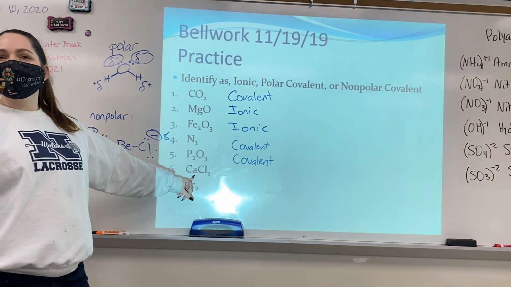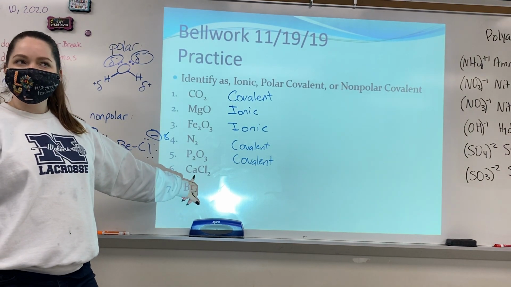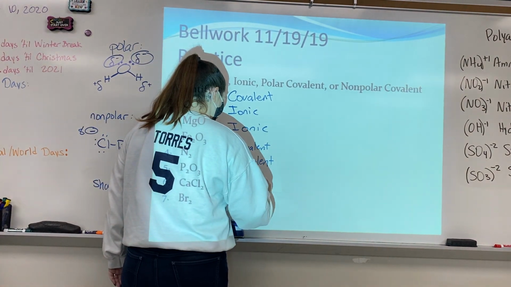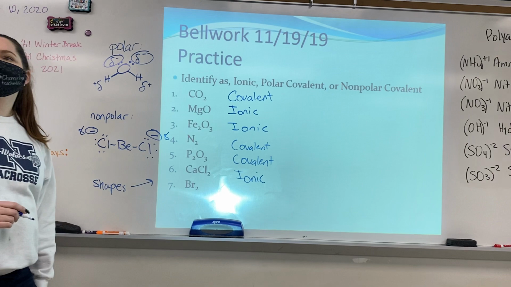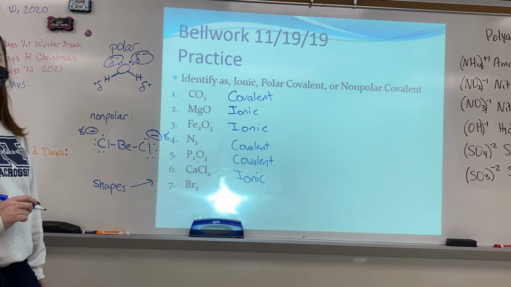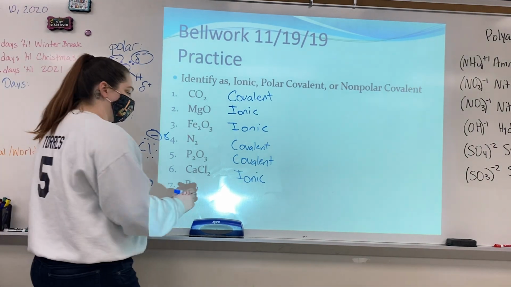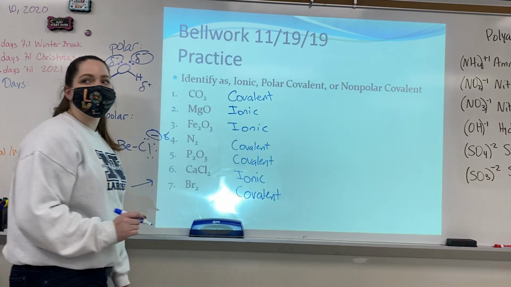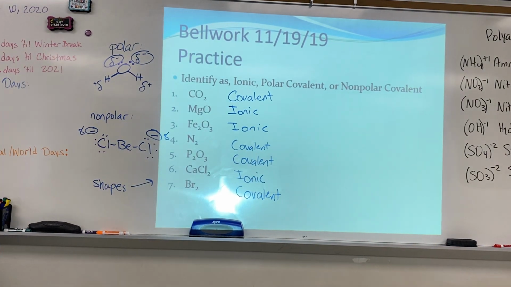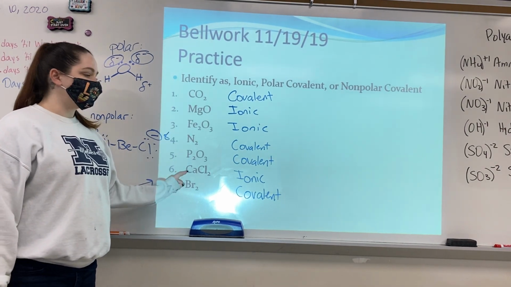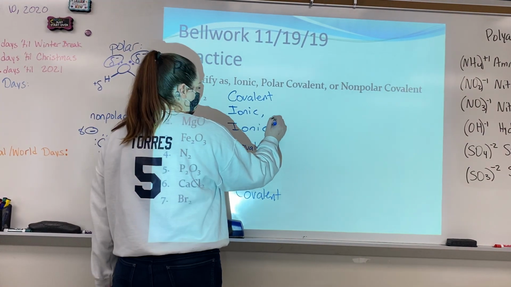What is CaCl2? That is ionic. Ca is calcium. It is in column 2. It is a metal. And then what about Br2? Covalent. And it is diatomic. So your diatomic molecules are always going to be covalent. For your ionic ones, those are always going to be polar. So these are all polar.